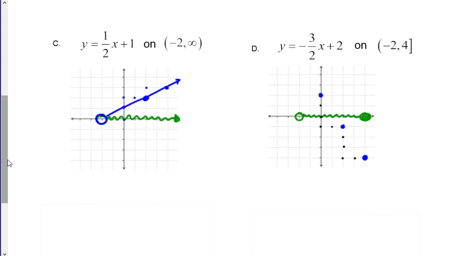And if I go up 3 and back 2, there's another point. But this point is actually going to be an open circle because if you'll notice, I'm not including the -2 for the x. So now I just draw my line in according to that domain restriction.